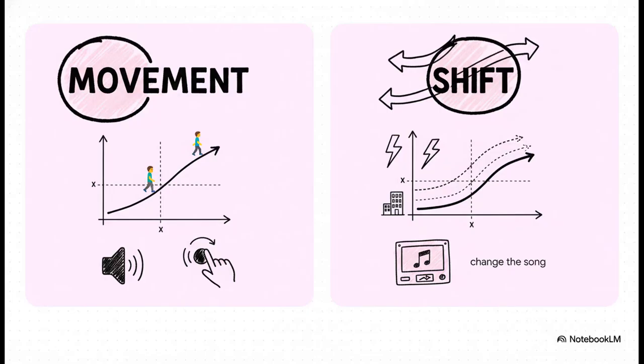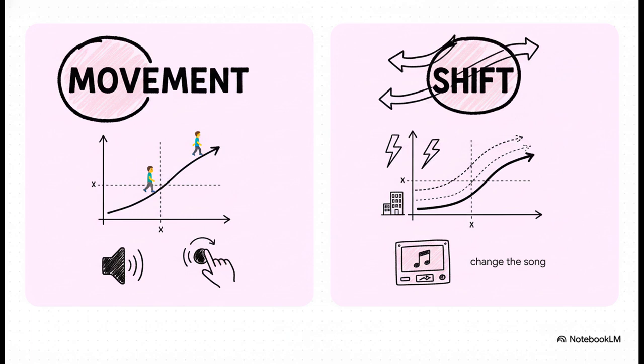Okay, let's really break this down because this is the fundamental distinction. On the left, we have a movement along the curve. The keyword here is along. The only thing that can cause this is a change in your product's price. That's it. You are in control. Think of it like walking up and down a fixed path. The path itself doesn't change, just your position on it.